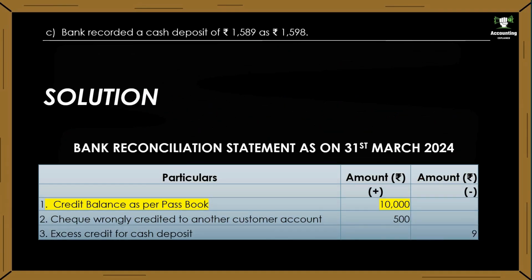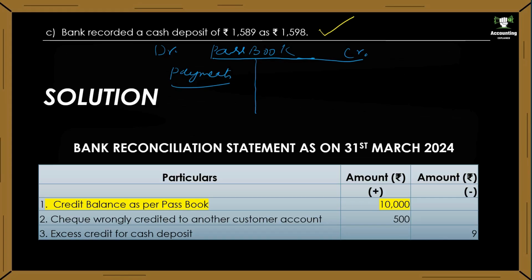Let's go to point C. Bank recorded a cash deposit of 1589 as 1598. Okay, so this is your passbook. In the passbook, the debit side is your payments. By now you should know the difference between the cash book and the passbook properly. And on the credit side are the receipts. Instead of taking 1589, they have taken 1598. The difference between the two is rupees 9. They have taken rupees 9 more.